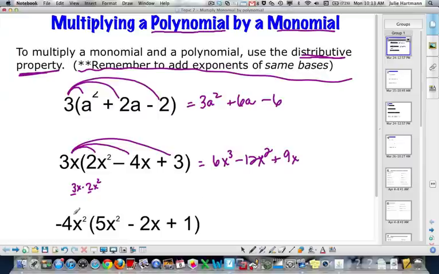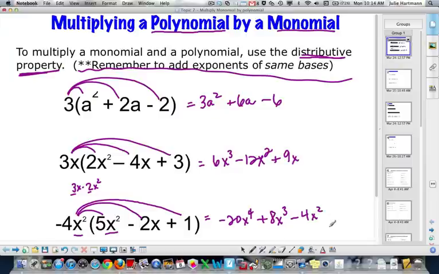Okay, and the next one, negative 4x squared times 5x squared. Well, negative 4 times 5 is negative 20. x squared times x squared, so we do 2 plus 2 is 4, so x to the fourth. Then we have negative 4x squared times negative 2x. Negative 4 times negative 2 is plus 8. x squared times x, 2 plus 1 is x cubed. And then negative 4x squared times 1 is just negative 4x squared.